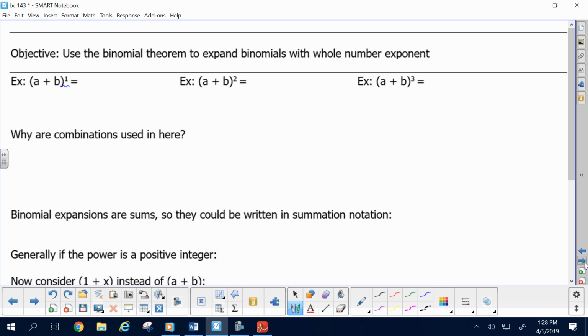Now let's apply this to algebra. a plus b to the first, I shouldn't have put that there, but you get the idea. It's a to the first plus b to the first, right? That's probably what... let's put a plus b squared. What is it?